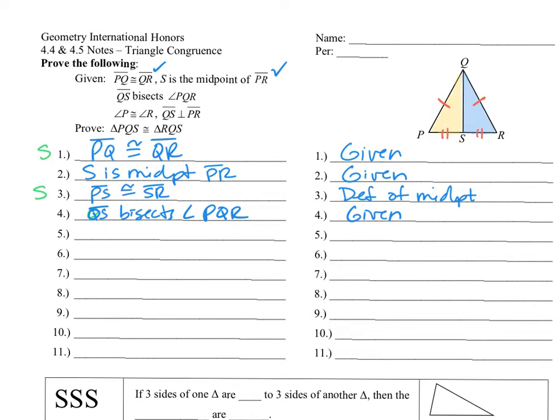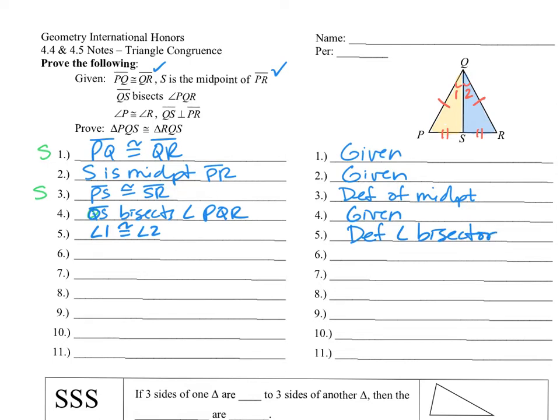So let's go ahead and label these angles. Let's call this one angle 1 and this one angle 2. So because of that angle bisector, we can now say that angle 1 is congruent to angle 2. So let's mark it on the diagram. Okay, and let's write a justification. The reason why angle 1 is congruent to angle 2 is because of the definition of angle bisector.